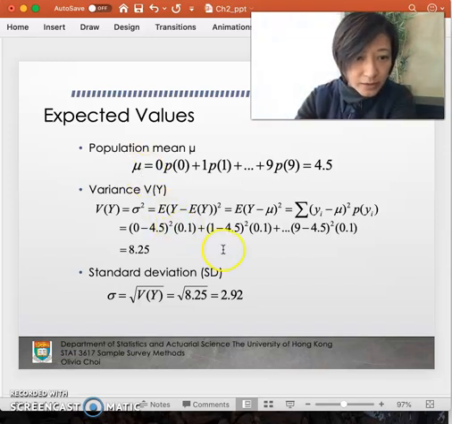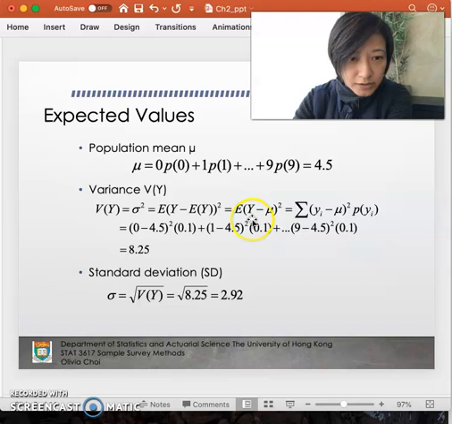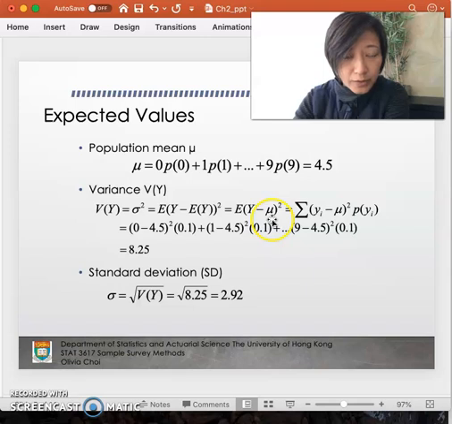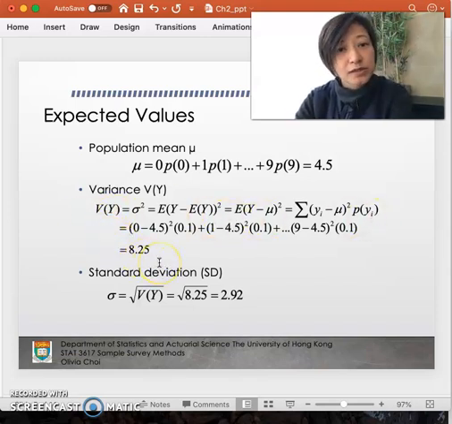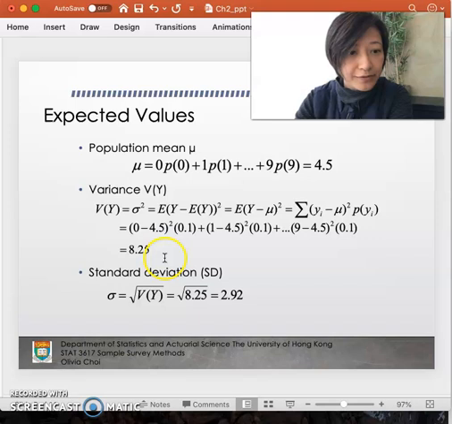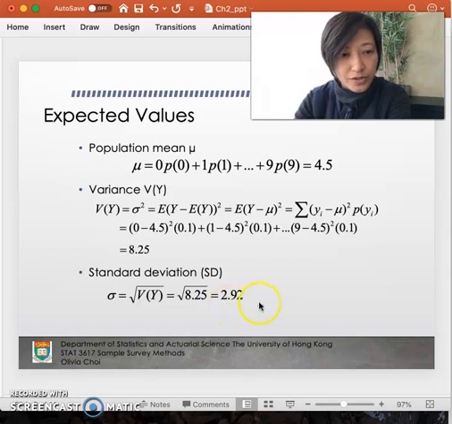So in this case, we calculate each of the chosen values minus the mean value, taken square, multiplied by the probability of that variable y being chosen. In this case, the variance of the population, this is the true value of the population variance, is 8.25. Standard deviation is defined as the square root of the variance. So in this case, the population true standard deviation is equal to 2.92.